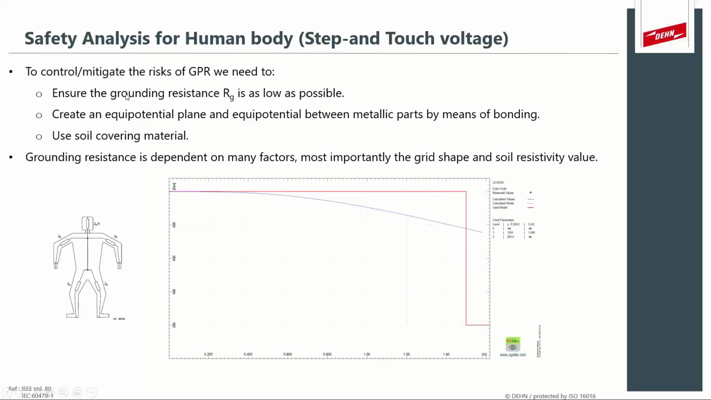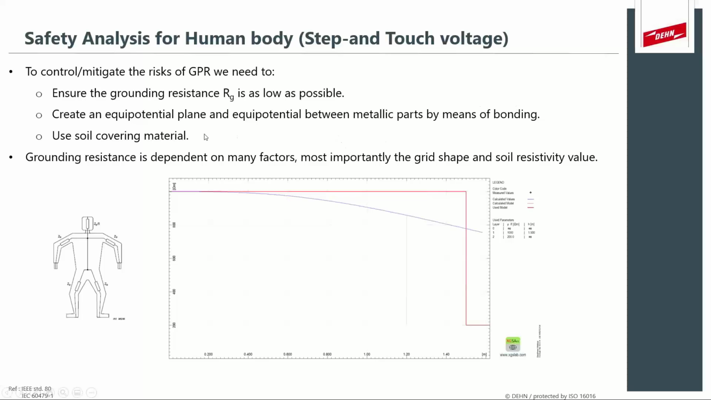So to ensure that we keep the ground potential rise as low as possible, or the voltage that you would experience on ground level as low as possible, is by ensuring that the grounding resistance is as low as possible. Remember, the formula is Ohm's law. So the fault current is going to be the fault current from the electrical system. But we can adjust the grounding resistance as much as possible to ensure a low voltage or ground potential rise on ground surface level.